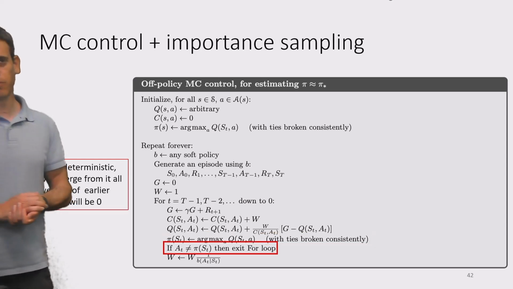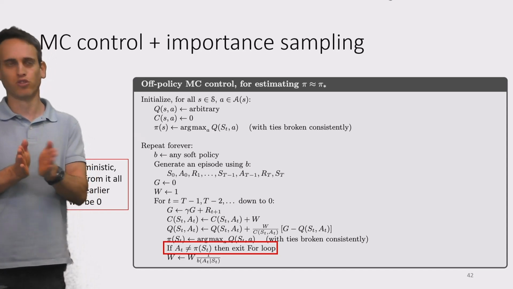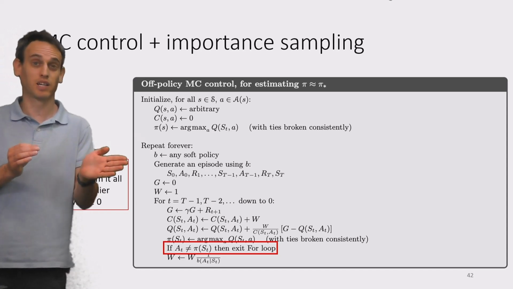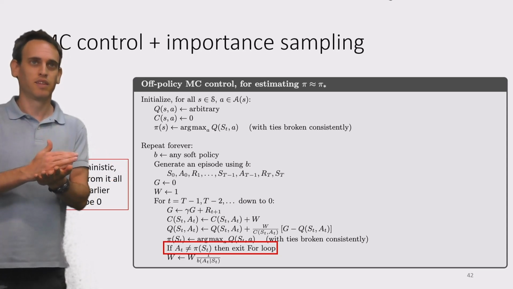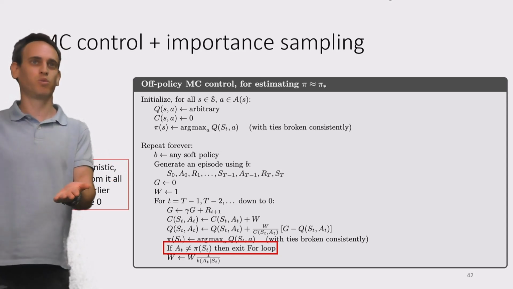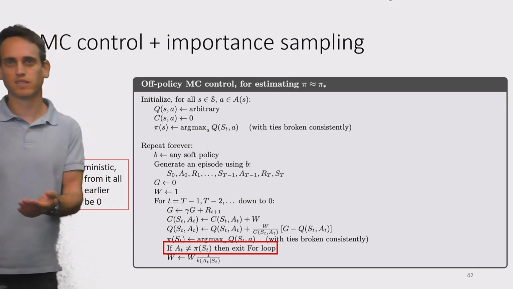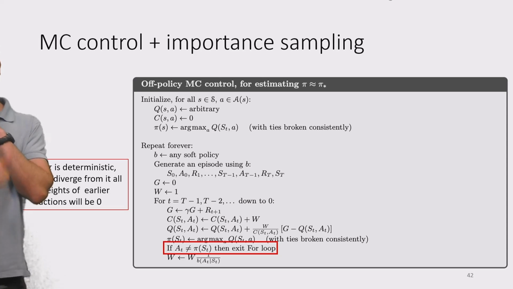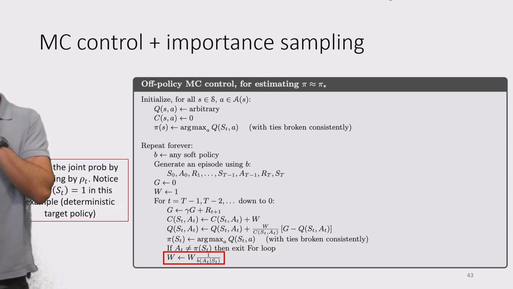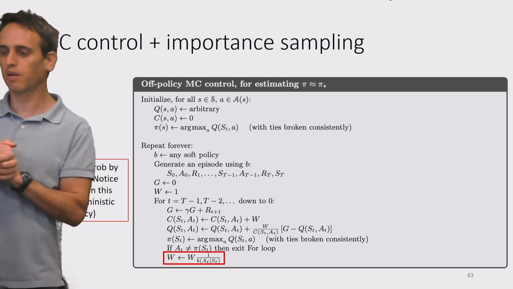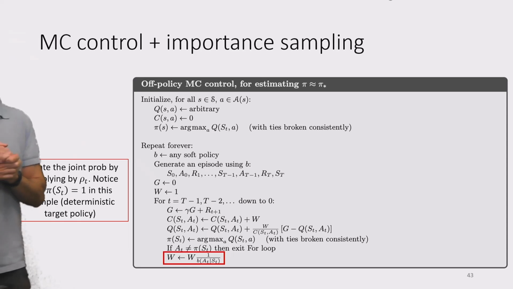At any time step, when you go back in time, if we diverge from our currently known best policy, our target policy, then the importance sampling from this point backward will just be 0, so we can break out of the loop, right? Exit the for loop, and we'll just sample our next trajectory. And then also, eventually, we update the joint probability by multiplying by the importance sampling ratio at time step t.